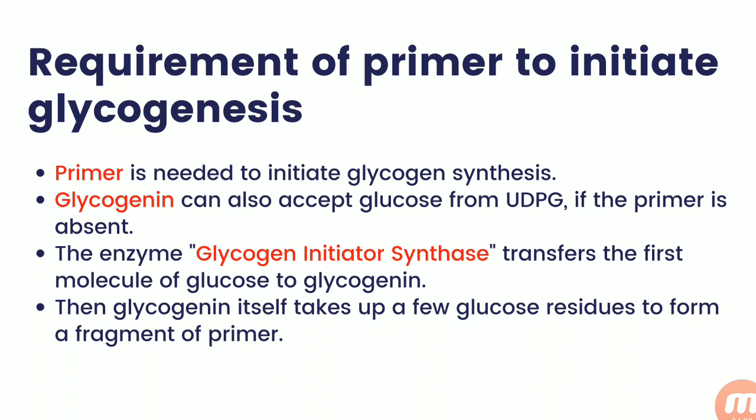Then after that, glycogenin itself can take up a few glucose residues to form a fragment of primer, which can serve as an acceptor for the rest of the glucose molecules. So in this step, you see that if a fragment of glycogen is there, it acts as a primer. But if no primer is present, then with the help of glycogenin and glycogen initiator synthase we are able to make a primer.